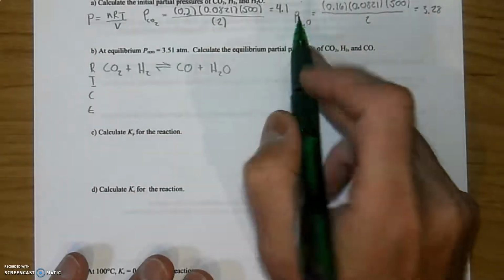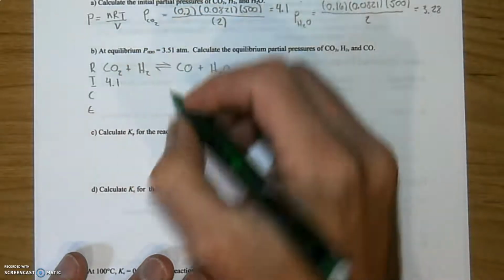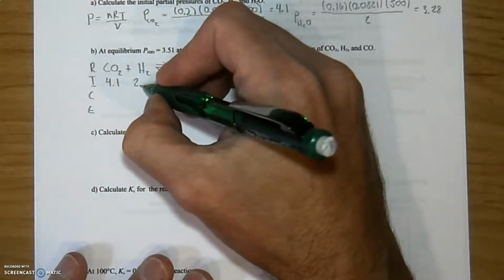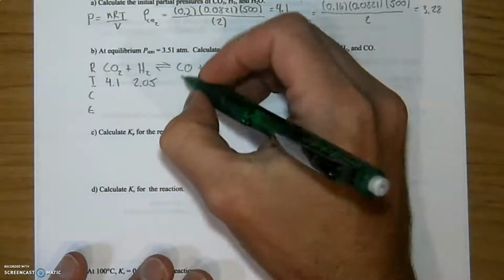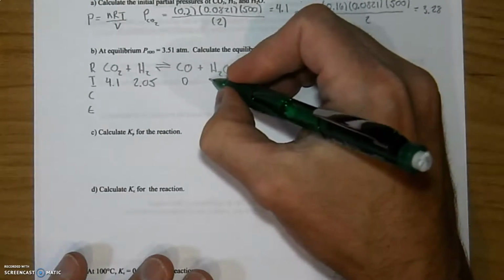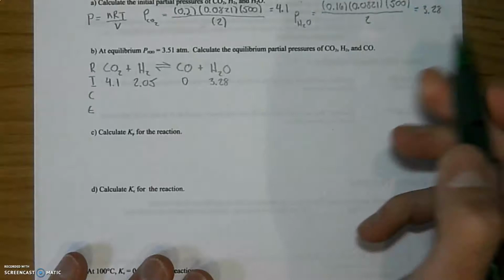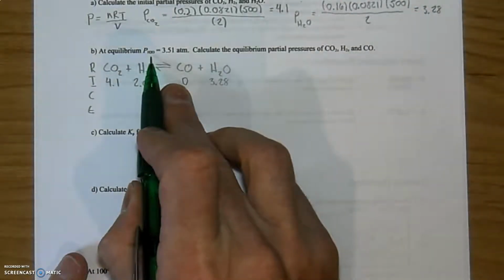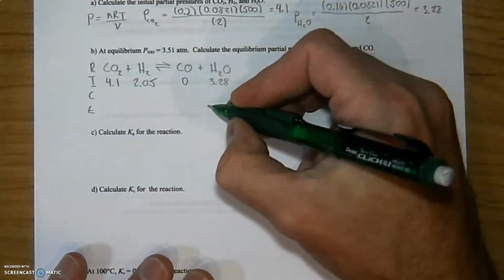So carbon dioxide is 4.1, and everything in this table is in atm. Hydrogen gas up here is 2.05. I don't have any carbon monoxide present, and water vapor is 3.28. And from here, I look for any additional information, and I find some. At equilibrium, it looks like the water vapor has a pressure of 3.51.